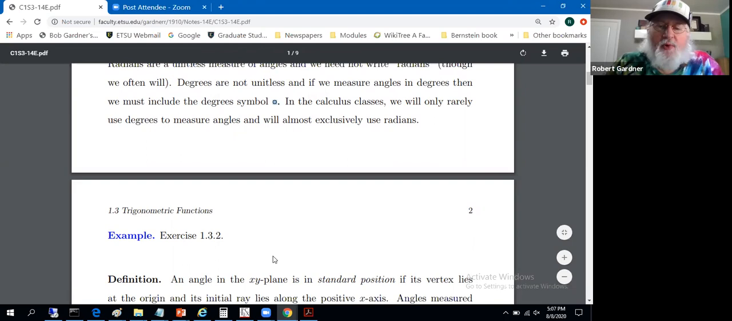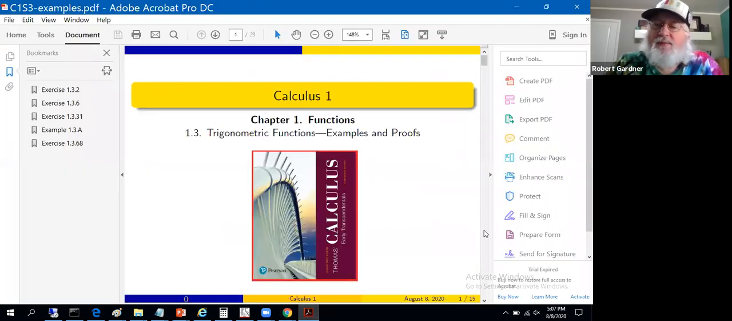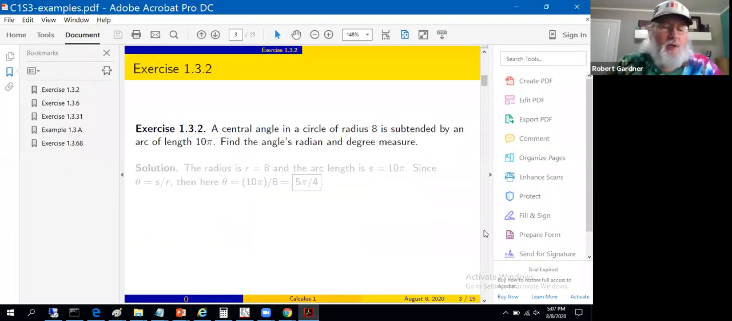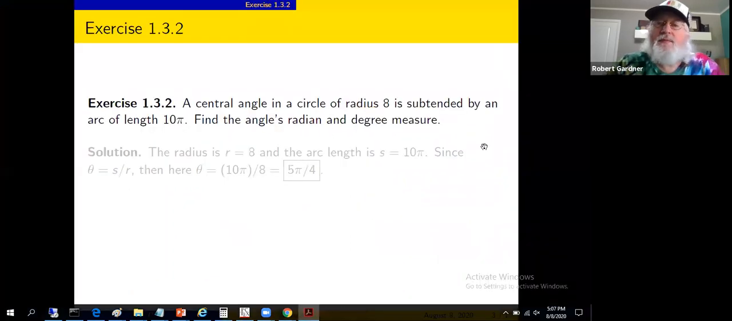Let's look at exercise 1.3.2. So let's go to the supplements for this section. They give us a central angle in a circle of radius 8, r equals 8 in the symbols we just had, subtended by an arc length 10 pi, s equals 10 pi. Find the angle's radian and degree measure. So they want us to find theta in terms of radians, and then we'll convert it to degrees.